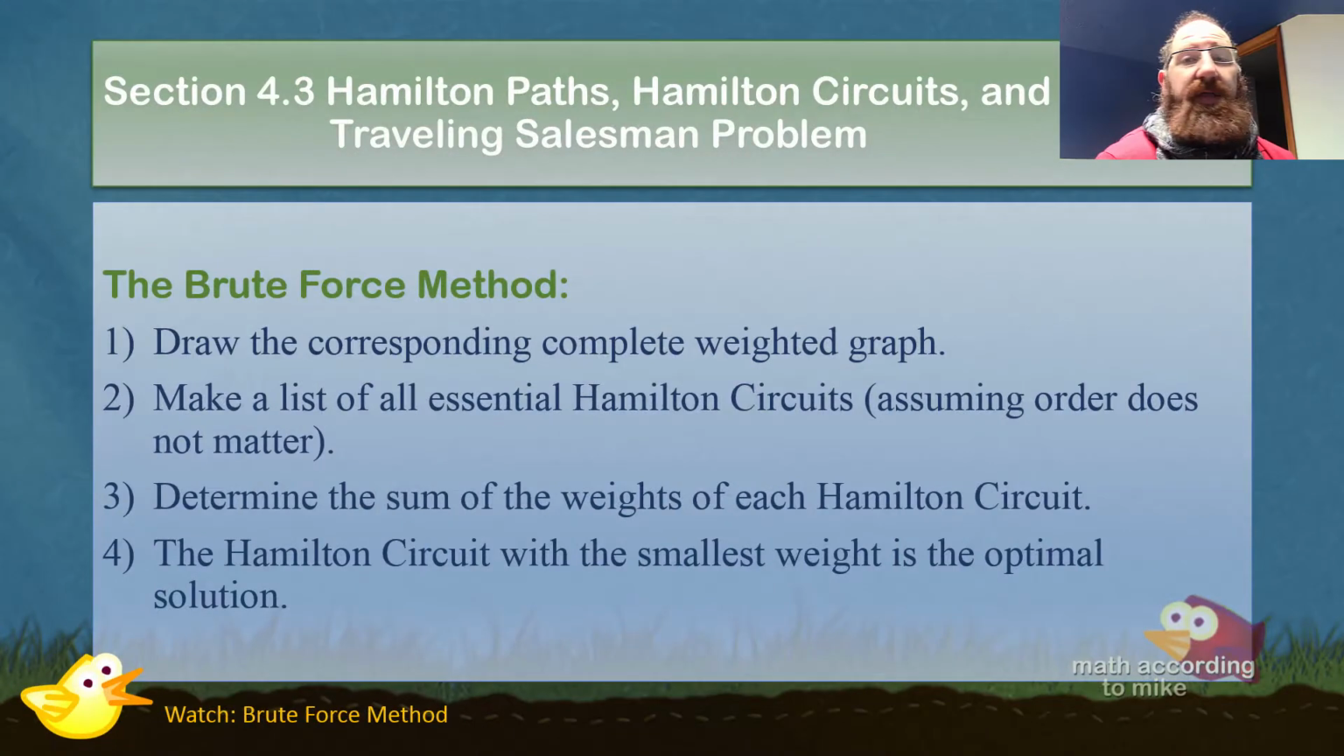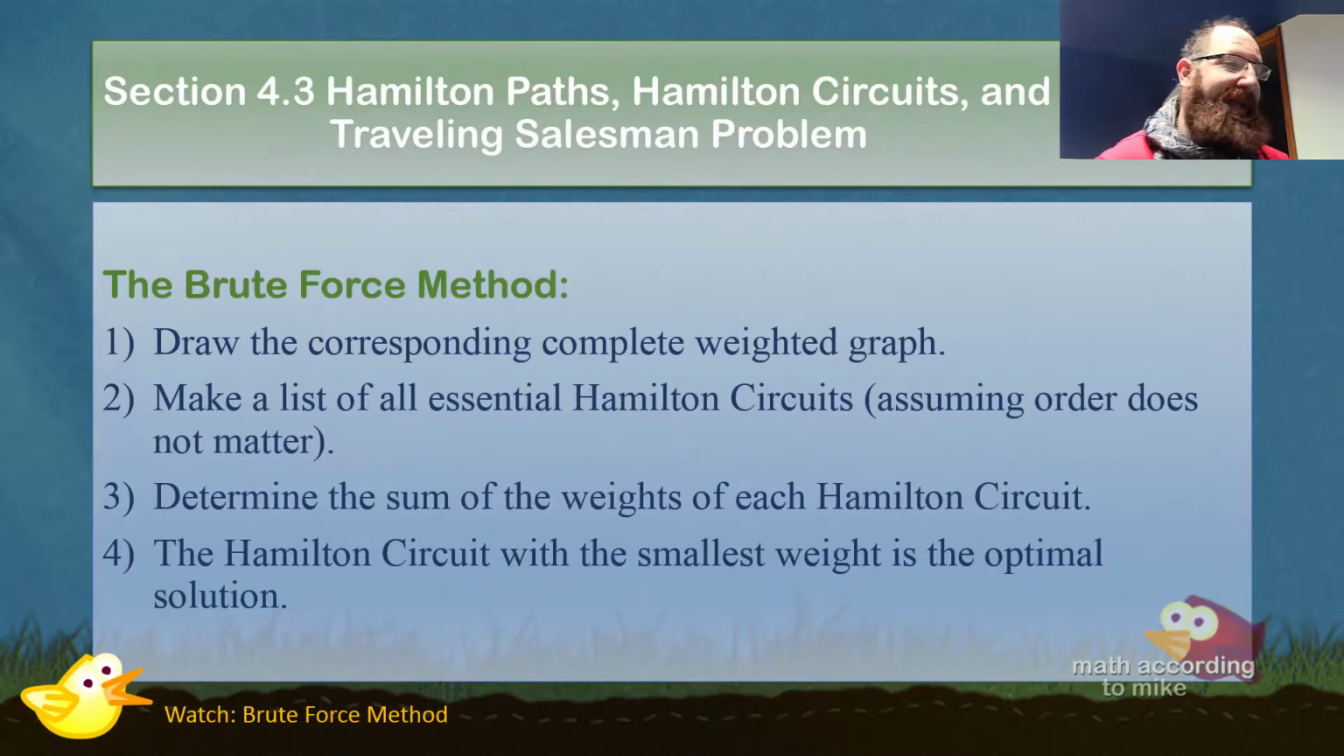All right. So there are 4 steps to the brute force method. 1, draw the corresponding complete weighted graph. That might already be provided for you. 2, make a list of all essential Hamilton circuits. 3, determine the sum of the weights on each Hamilton circuit. 4, assuming that you want the smaller weight, the Hamilton circuit with the smallest weight is the optimal solution. That is the brute force method.